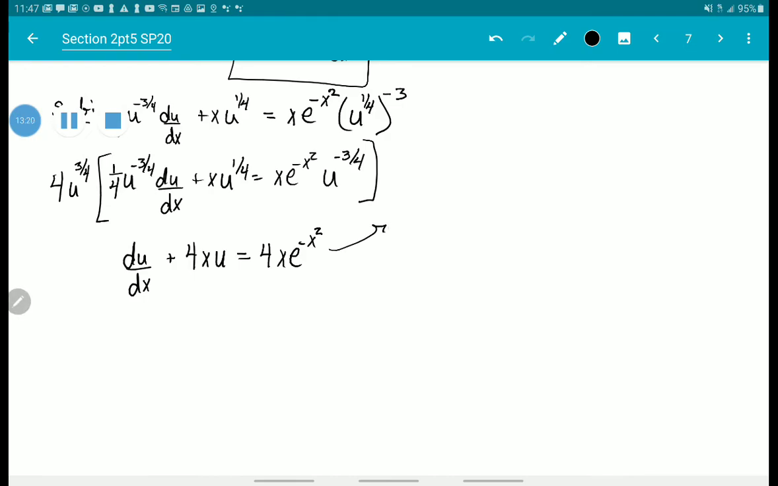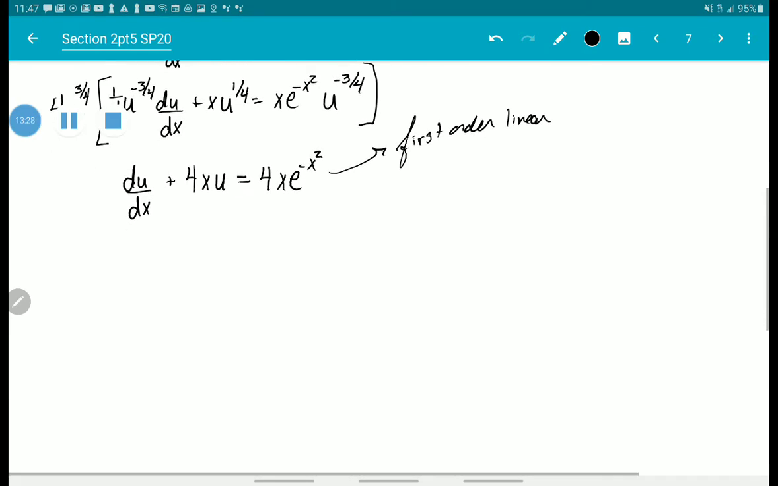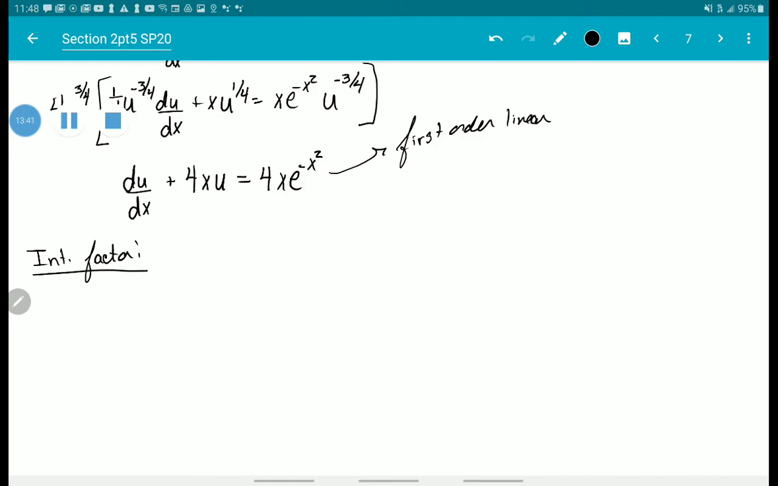So once again, this guy's first order linear. And that's typically what happens with these problems. Every now and then you'll get one that's separable, but most of the time, 9 times out of 10, they're going to be first order linear. So to solve, we need to find that integrating factor. So we have e to the integral of 4x dx. That's going to be e to 4x squared over 2, which is 2x squared.